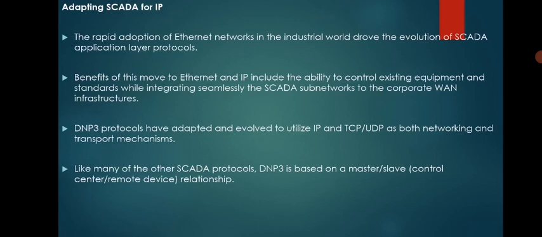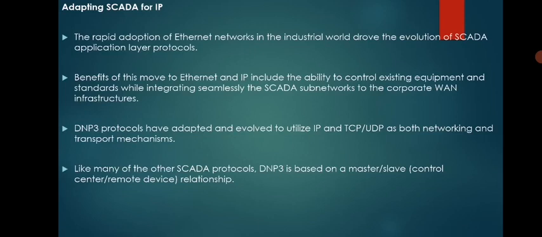Everywhere we are using Ethernet, so if we stay with an outdated SCADA system, then it will be a waste. So we need to go for some application layer protocols. We'll see what they are. Then, the benefits of this move to Ethernet and IP include the ability to control existing equipment and standards while seamlessly integrating the SCADA subnetwork into the corporate WAN infrastructure.